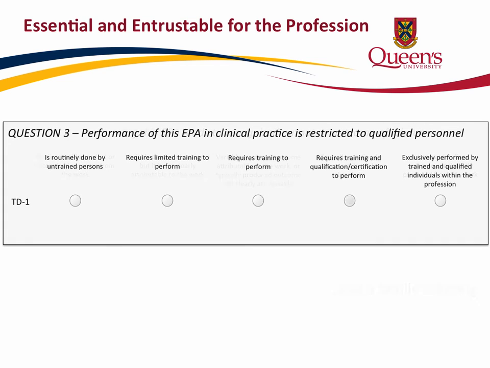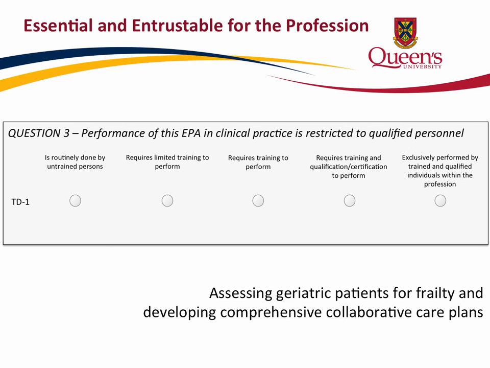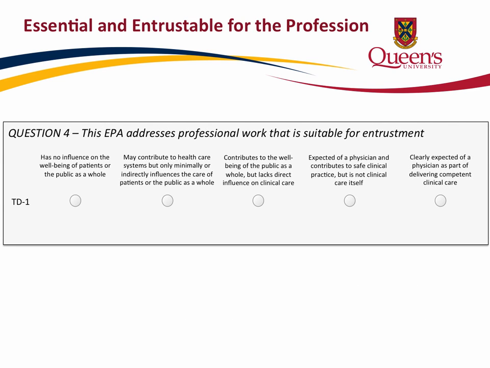The third item examines whether this is an activity restricted to qualified personnel. This is to establish whether the activity is something that is specifically entrusted to this profession. For example, assisting patients with ADLs is something frequently done by untrained persons, including family members. The second example, assessing geriatric patients for frailty and developing comprehensive collaborative care plans, is an activity that requires training and qualification to perform independently. It may not be exclusively entrusted to physicians, but it does require training and certification to be entitled to do this.